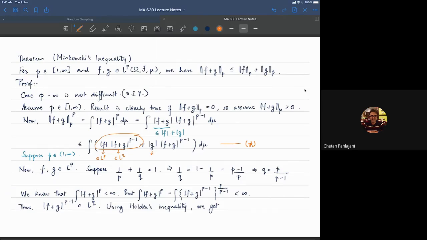Similarly, this guy is in LP. This guy is in LQ. We have just shown that. So again, this thing can be upper bounded using Holder's inequality. So in equation star, we will upper bound things using Holder's inequality.